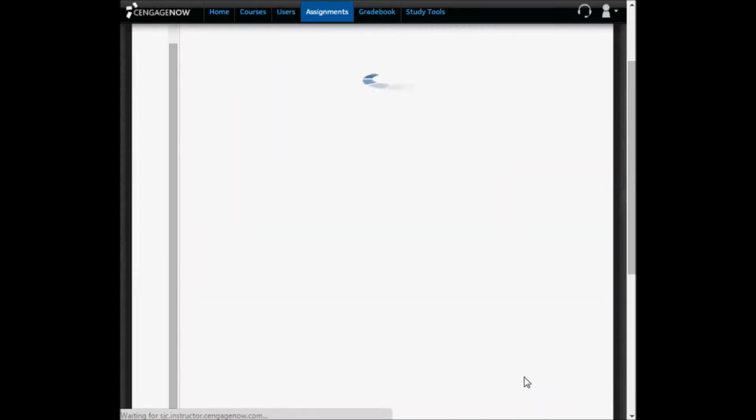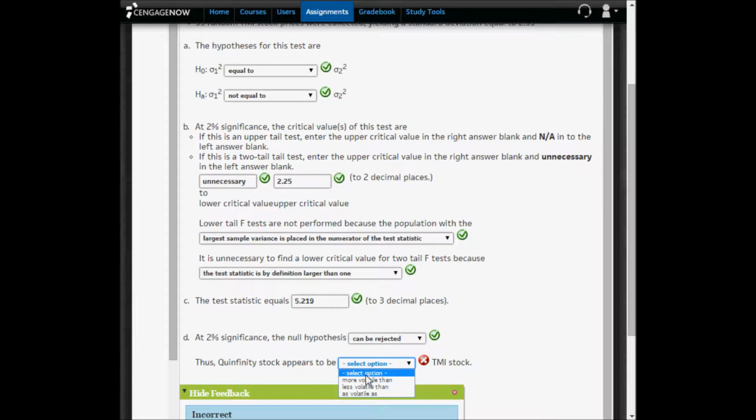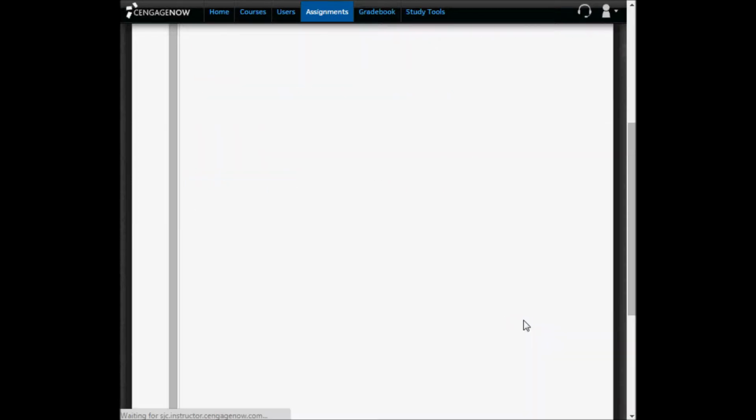I'm going to check my work to make sure everything's good to go. And we got all the answers correct. So, what is the data telling us? The data is telling us that Quinn Infinity has a larger variance in its stock price. So there's more ups and downs in Quinn Infinity stock price than in the TMI stock price. So if there's more ups and downs, then its stock price is more volatile than TMI stock. And I'll double check my answers. And we should have them all correct.